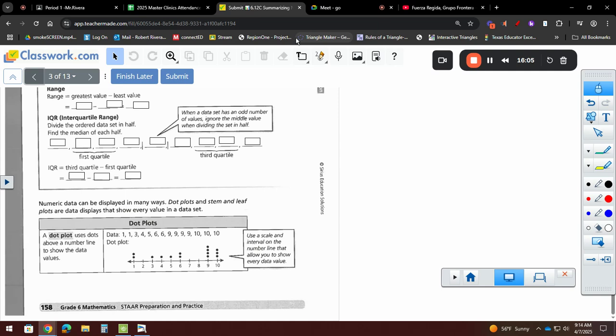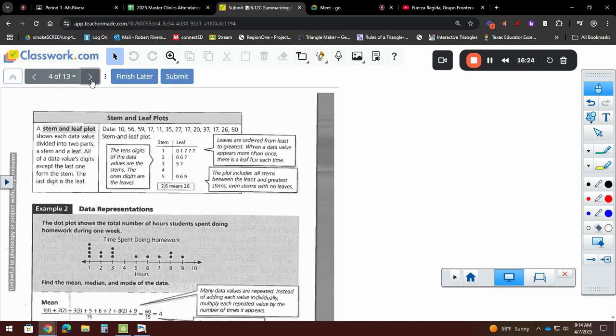Now, you could tell already who's the mode. Nine. Okay? Can you still get the range here? Yes. Could you get the IQR off the dot plot? No. I would have to create a box plot. And that's why, but we need to know how to read them.